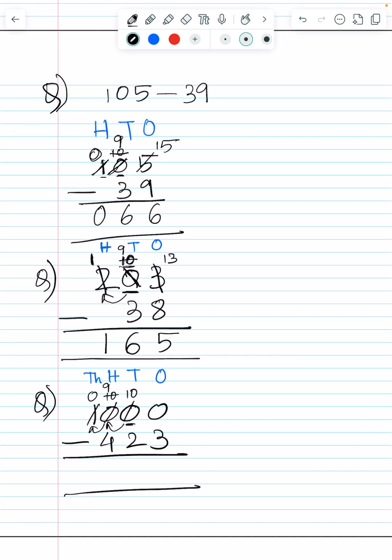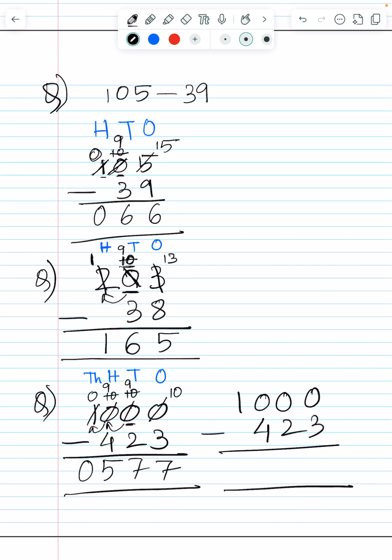Now can we borrow from this 10? Yes, we can borrow from this 10. So this 0 becomes a 10 and this 10 becomes a 9. Now we can do 10 minus 3 is equal to 7. 9 minus 2 is equal to 7. 9 minus 4 is equal to 5 and 0 minus 0 is equal to 0. So 1000 minus 423 is equal to 577. I will do this one more time so everyone understands.